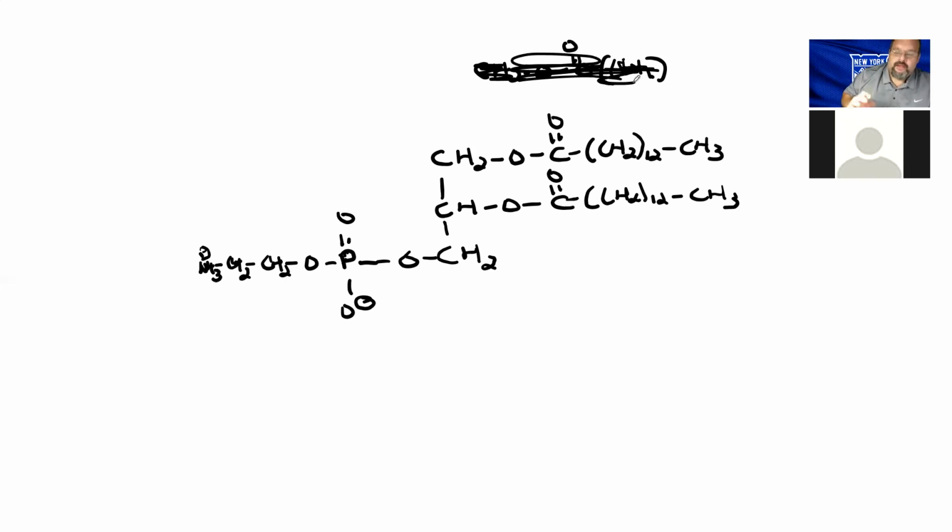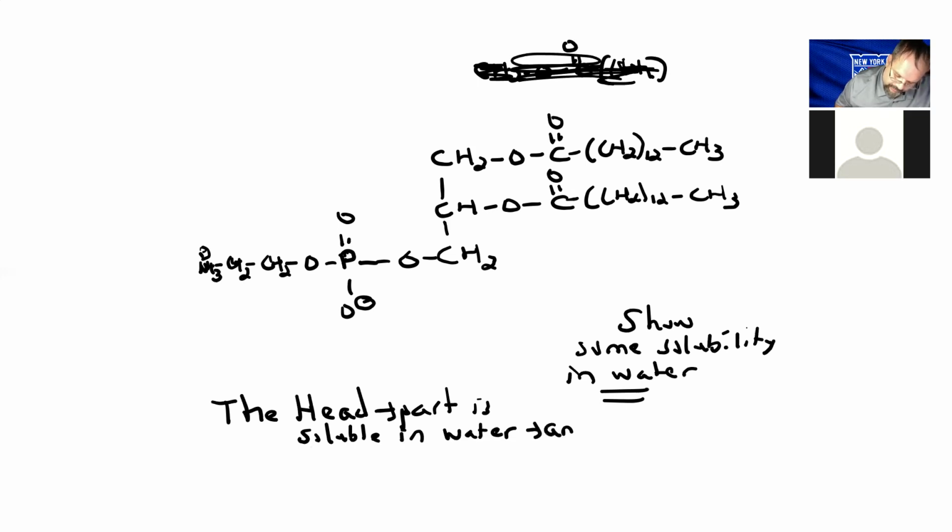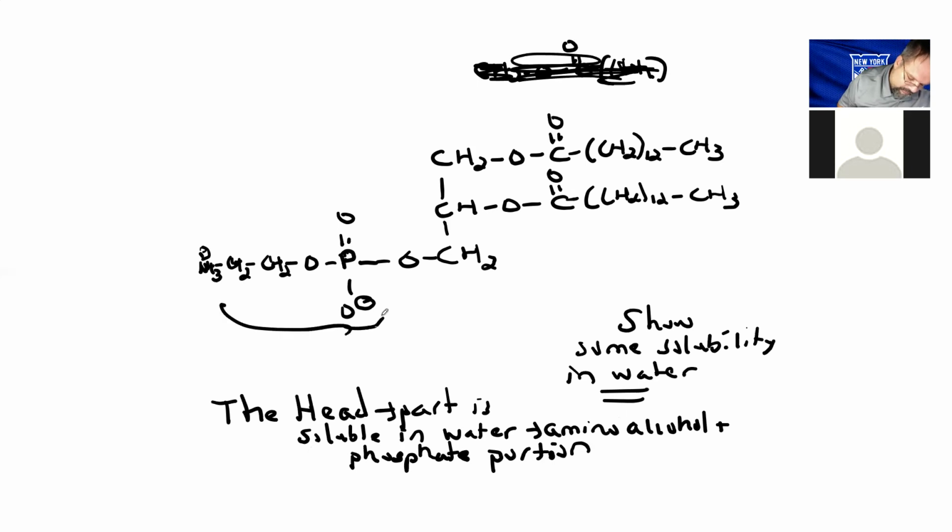It turns out that glycerol phospholipids show some solubility in water. Most lipids are essentially insoluble in water, but glycerol phospholipids do show some solubility in water because there is a region of a glycerol phospholipid known as the head of a glycerol phospholipid. And this part is soluble in water. And this is the amino alcohol and phosphate portion. So this region out over here is what is known as the head of a glycerol phospholipid.